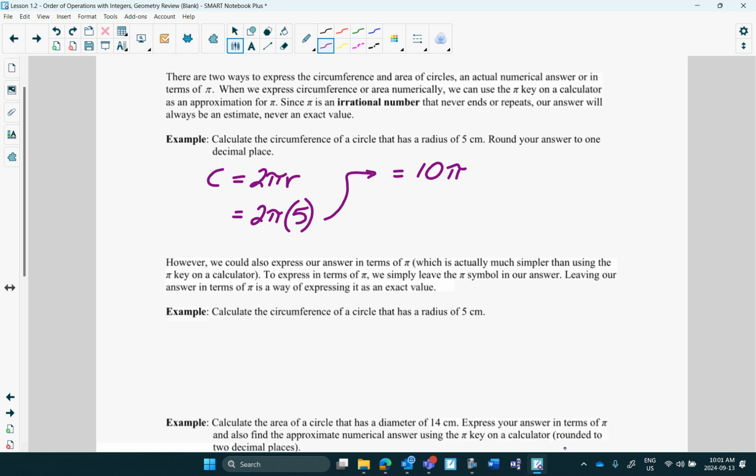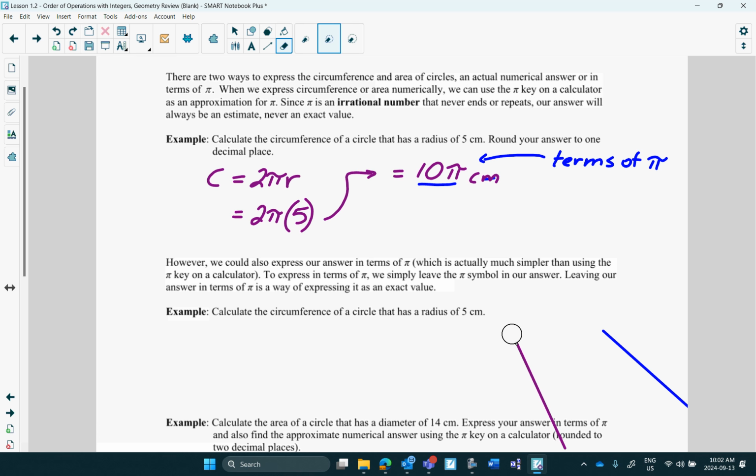That's one way you can actually leave your answer. You don't have to use a calculator. You don't have to multiply it through. We call this, and sorry, I should put the units, centimeters, we call this leaving it in terms of pi. Meaning you actually don't go through with the multiplication. So that's one way, the easier way that you could leave your answer.